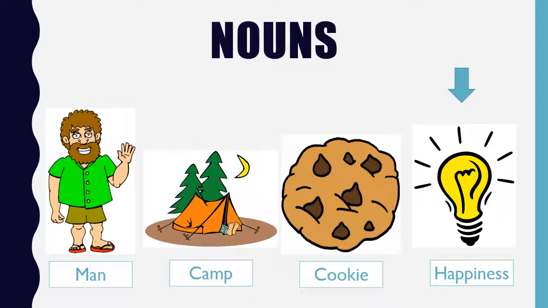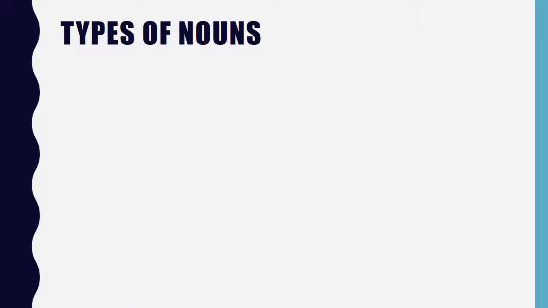Different examples of nouns include man, camp, cookie, and happiness. There are also different types of nouns. There are common nouns, there are proper nouns.